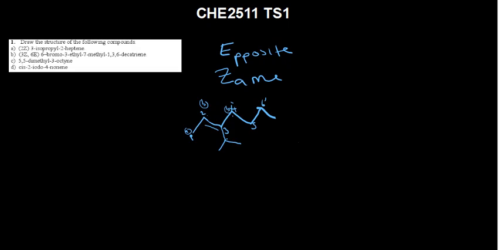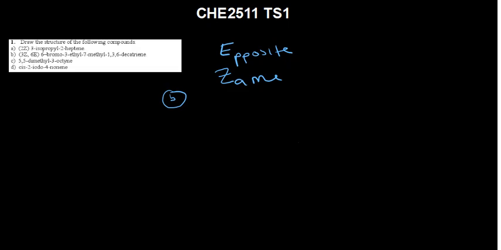We have 3Z, 6E, 6-bromo-3-ethyl-7-methyl-1,3,6-decatriene. So we do the same thing for this compound. We are on B now. So B, we also do the same thing. If you're trying to write the structure of the compound from a name, you always start with the parent chain. And the parent chain is 1,3,6-decatriene.